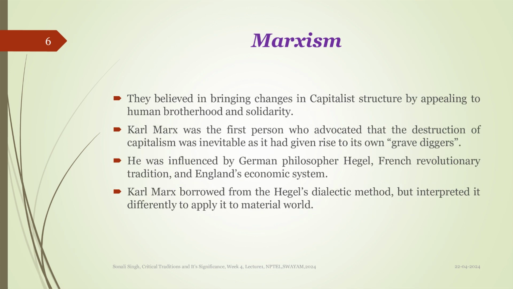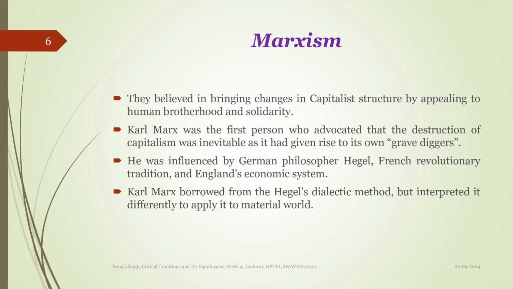Now all the utopian socialists believed in bringing about changes in the capitalist structure by appealing to human brotherhood and solidarity. They believed that with a change in heart or a change in mindsets, or by making certain laws and regulations, these changes can take place in the society and the capitalist system will in the end yield to the needs of the common man. But it did not happen, and therefore these socialists have been termed utopian socialists, because they believed in the imagination that one day people will change and they will yield to the needs and demands of the society.